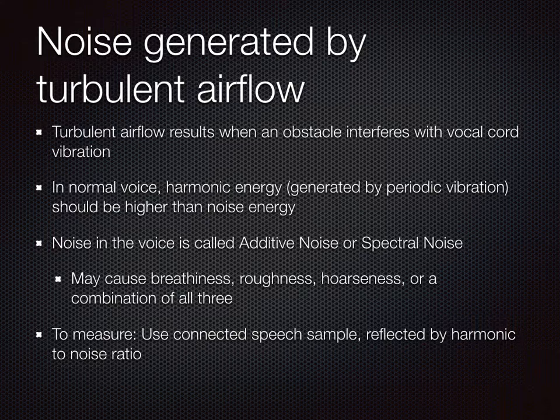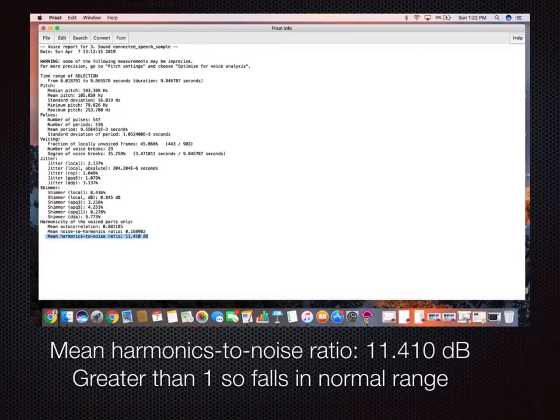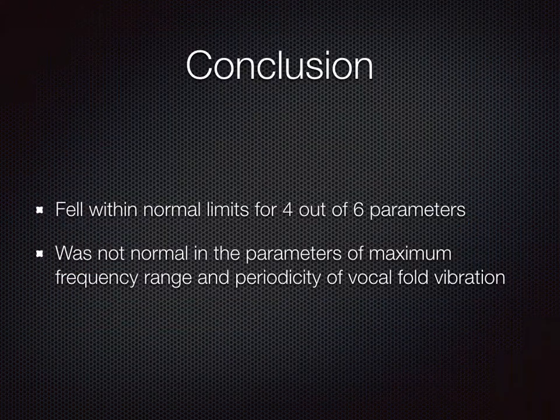To measure this parameter, we once again used the connected speech sample, and we looked at the harmonic to noise ratio. This harmonic to noise ratio was found in the vocal report. It was the very last thing, and the ratio was 11.41 decibels, and it's greater than 1. This ratio is greater than 1, so it falls within normal range.